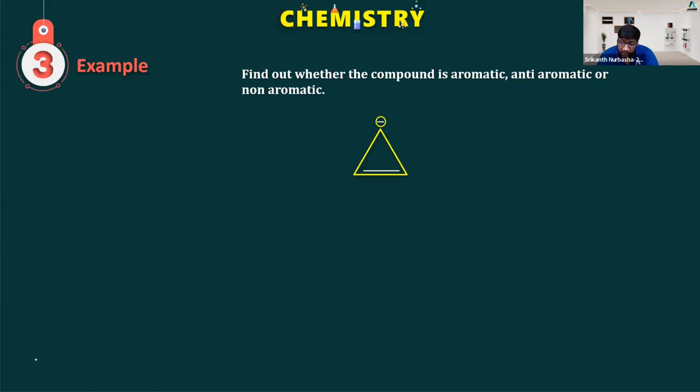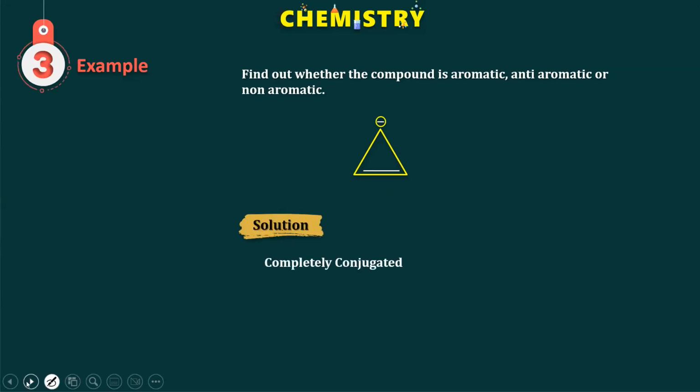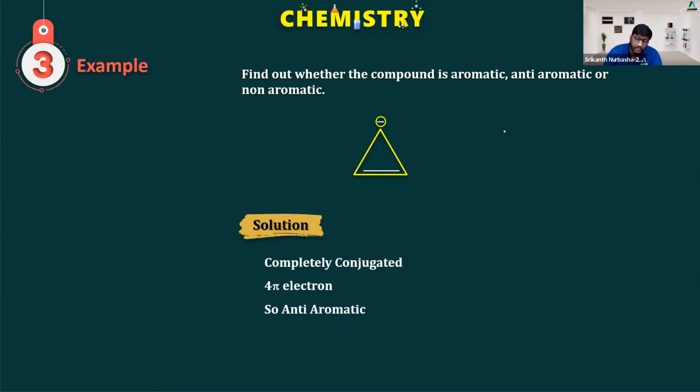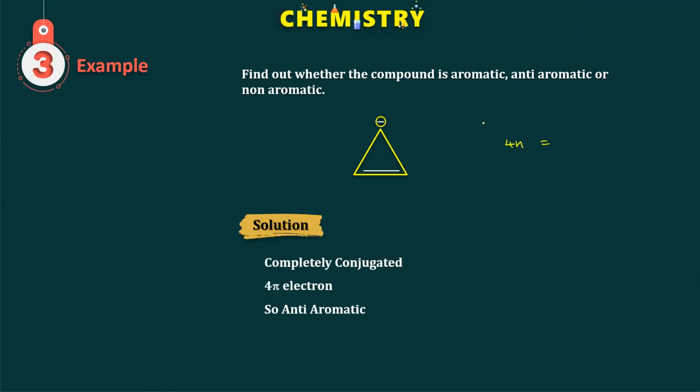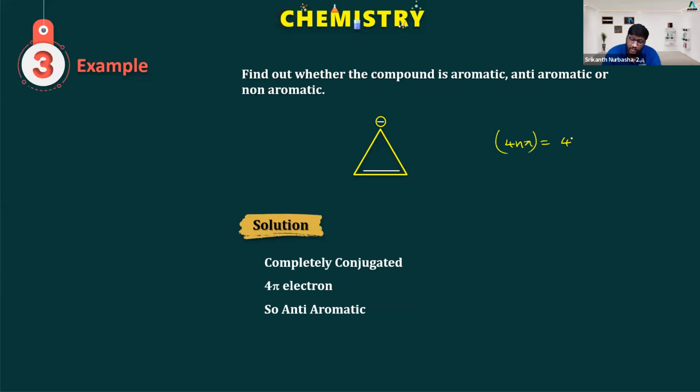Find out whether the compound is aromatic, anti-aromatic, or non-aromatic. Cyclopropenyl anion: non-aromatic or anti-aromatic? Anti-aromatic. 4n pi electrons equals 4, so n is equal to 1. So 4 pi electrons are there because this negative charge also comes in. Whenever you have a negative charge, you have to treat that as 2 electrons. Whenever you have a double bond, you have to treat that as 2 more electrons. So the negative charge is also included in the pi electrons. So 4 pi electrons equals 4n pi, n is equal to 1. Complete conjugation, planarity is there, and cyclic, so anti-aromatic in nature.